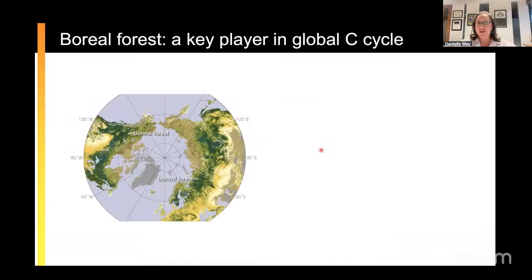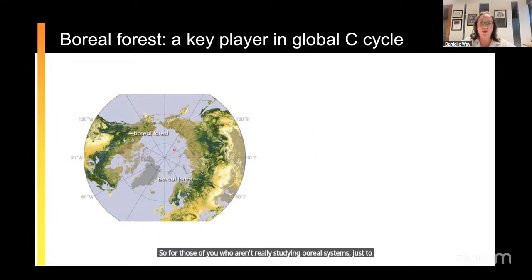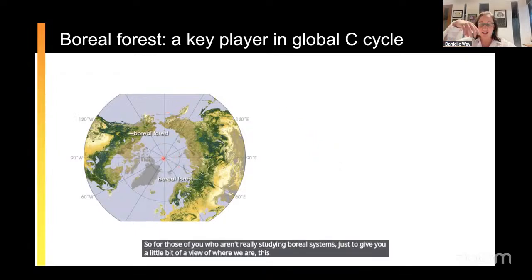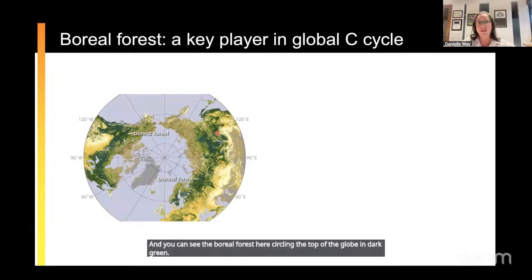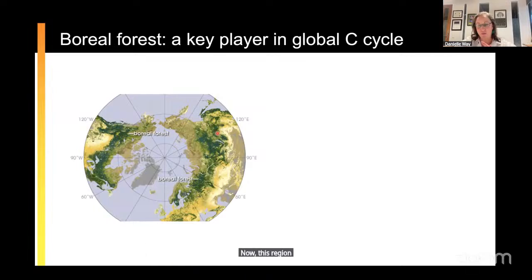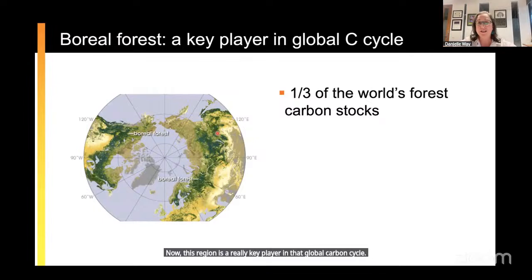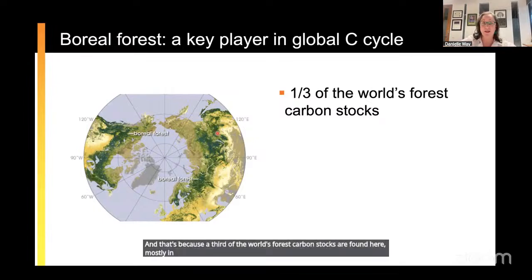So for those of you who aren't really studying boreal systems, just to give you a little bit of a view of where we are, this is the North Pole, and we're looking down at the globe, and you can see the boreal forest here circling the top of the globe in dark green. Now, this region is a really key player in that global carbon cycle, and that's because a third of the world's forest carbon stocks are found here, mostly in the peat moss and the soils in these regions.